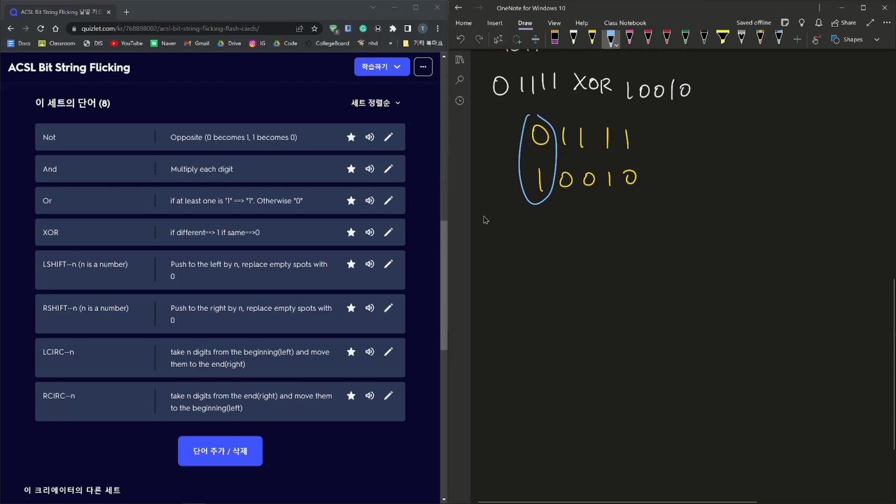First one, they are different. If different, we output 1. They are different, we output 1. They are different, we output 1. They're the same, so we output 0. These two are different, we output 1.